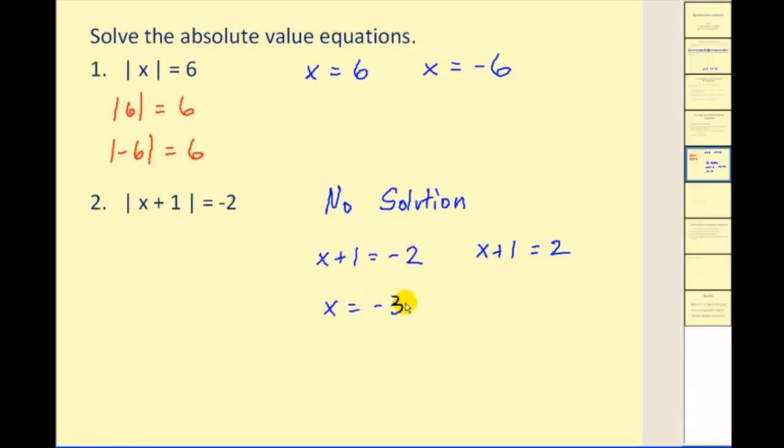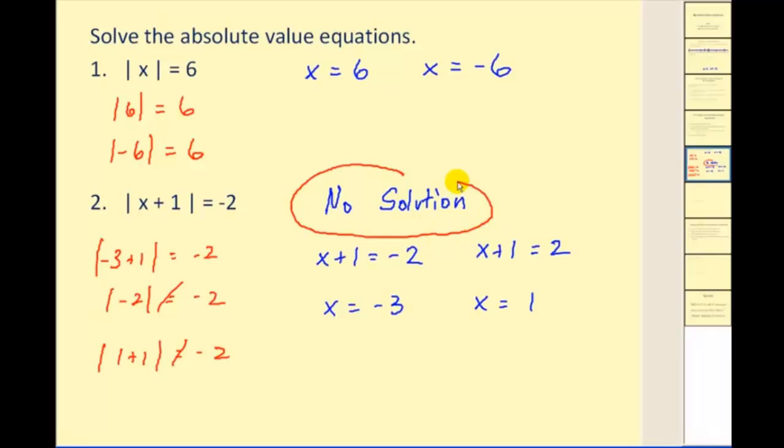Subtract 1 on both sides. Again, subtract 1. Now we may think these would be solutions, but if we actually go back and check them, using x equals negative 3, we'd have the absolute value of negative 2 is equal to negative 2, which is false. And then when x is equal to 1, again it's false because we know it can never be negative. So if we recognize this from the very beginning that we're going to have no solution, we can stop and move on to the next problem.